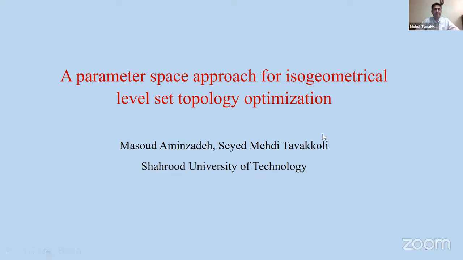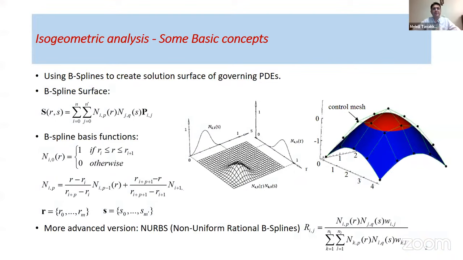In this presentation, I'm going to talk about isogeometric level set topology optimization by using a parameter space approach. And the first author is my former PhD student, Masoud Aminzadeh. First, let me briefly explain some features of isogeometric analysis that might be useful to present the proposed method.